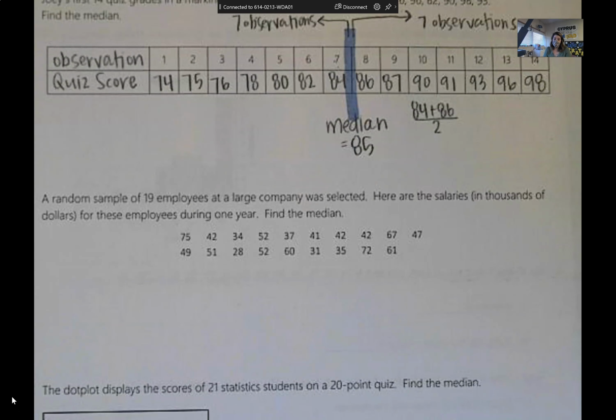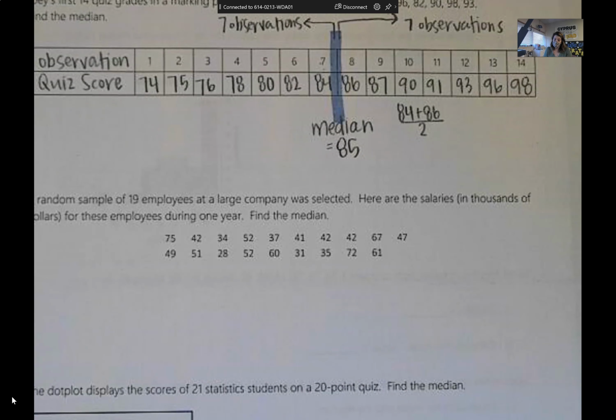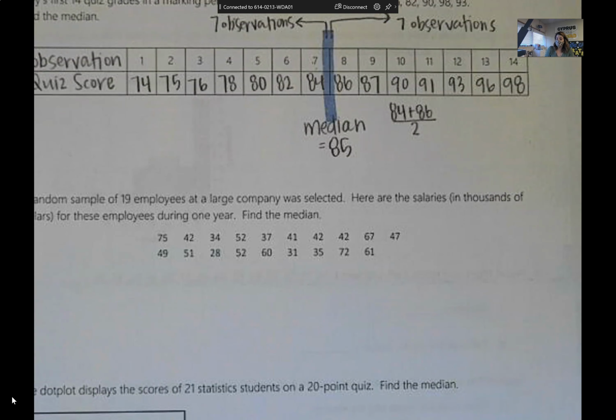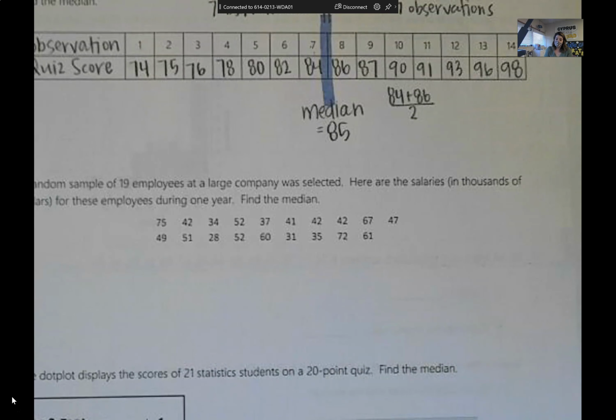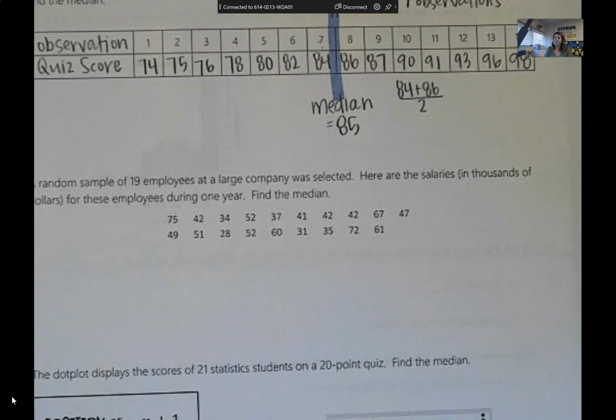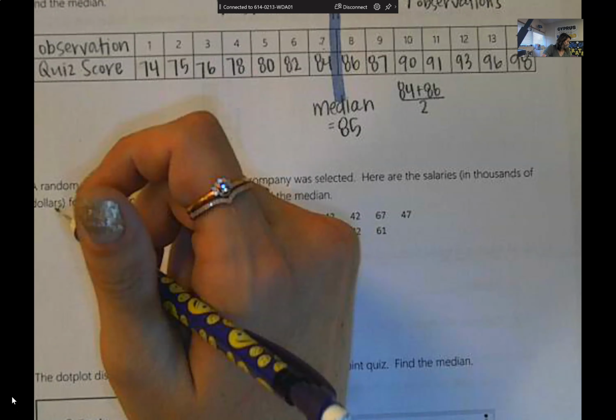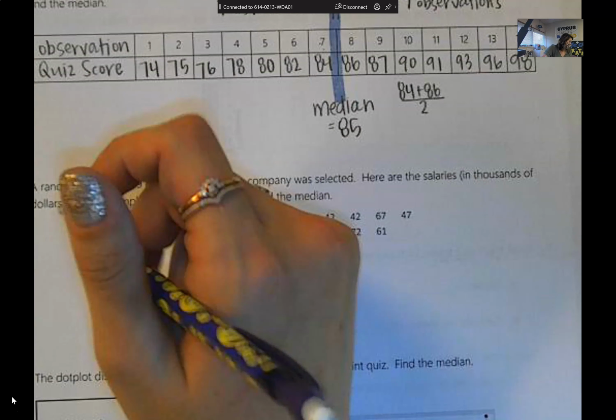Next up, a random sample of 19 employees at a large company was selected. Here are the salaries in thousands of dollars for these employees during 1 year. Find the median. So I will give you the order.